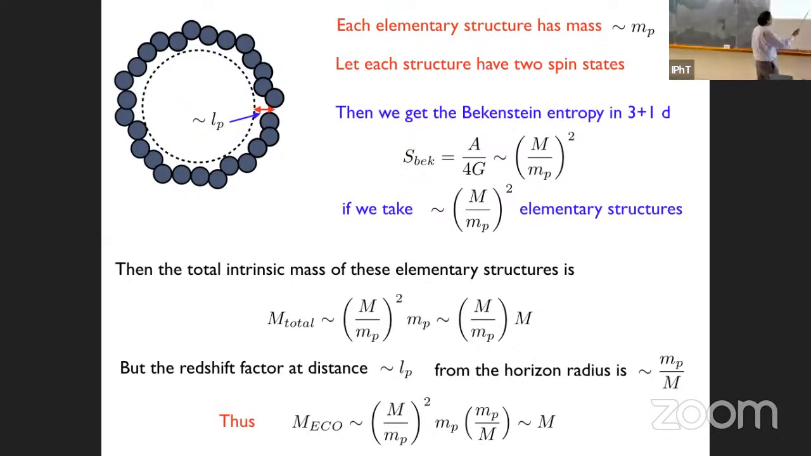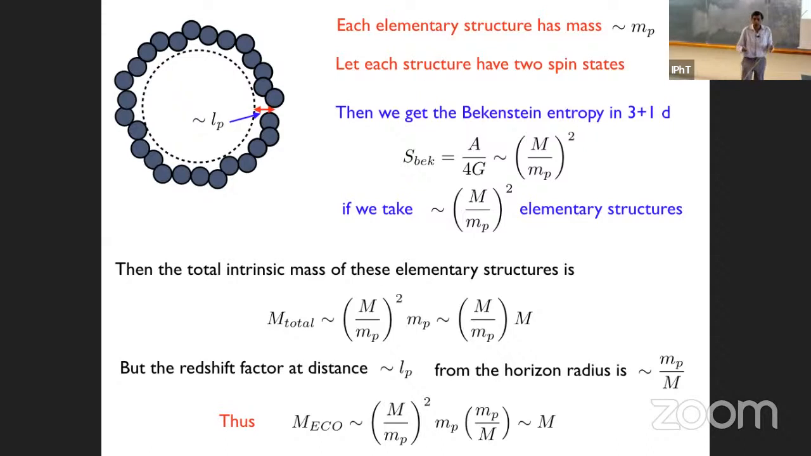So then the total Bekenstein entropy would be A over 4G, and it is M over M Planck squared. So that's standard. If you have a Planck-sized tiling of the horizon, you get the correct entropy. But then, what's the total mass there? Since you had M over M Planck squared objects, each of Planck mass, the total mass seems to be order M squared, which is much more than the mass you had, which was order M.